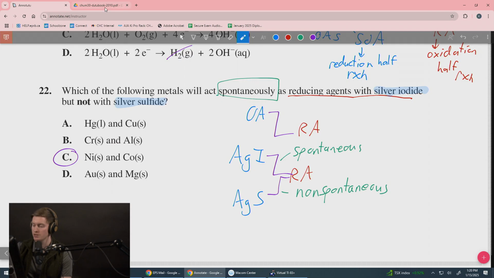Nickel and cobalt are between the two. Gold would react with neither, and magnesium would react with both. So the metals that are between the two are nickel and cobalt. And that's where I'm going to stop the video for this one.